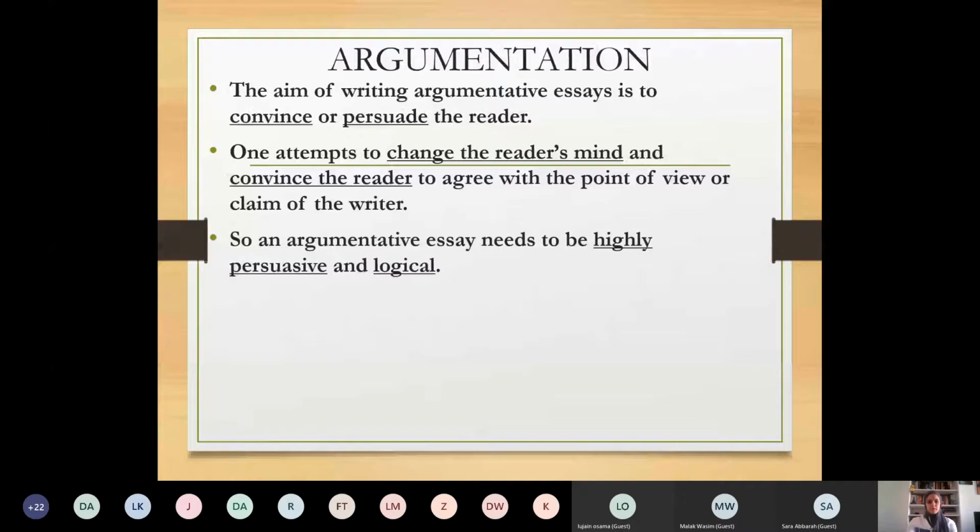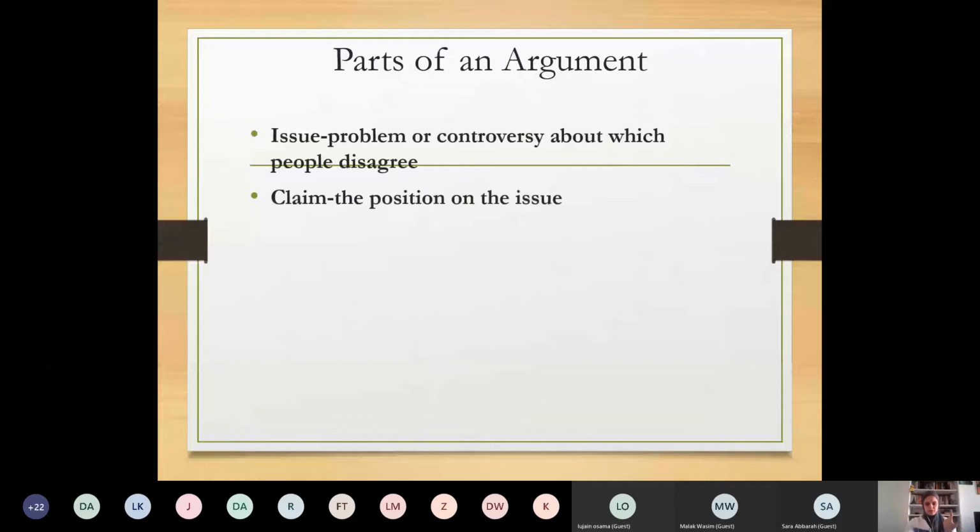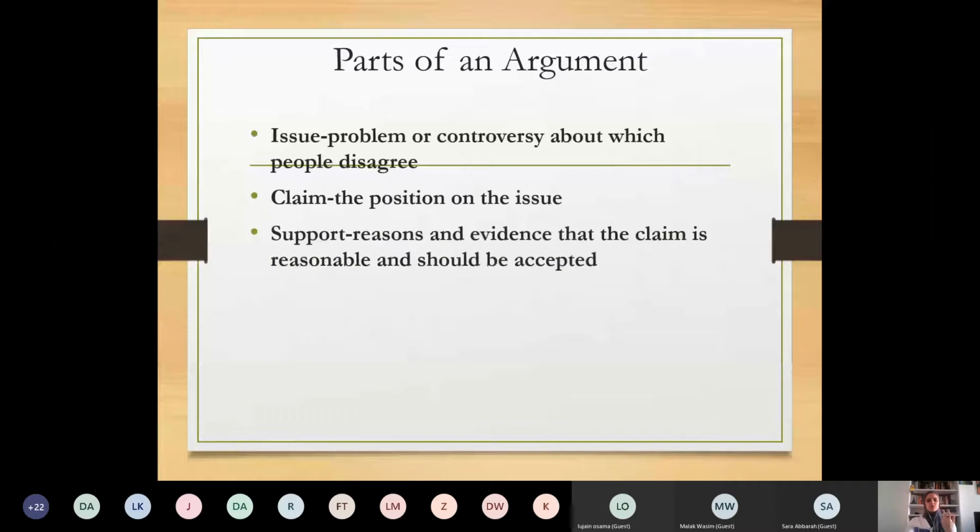Parts of an argument. Issue: a problem or controversy about which people disagree. Claim: the position on the issue. Support: reasons. Now, I looked around for many topics. I choose one that people disagree about. You cannot choose a topic that all people agree on. No, people disagree. Which point of this will I talk about? I know it. Then I start to support it, to persuade the reader with my mind.